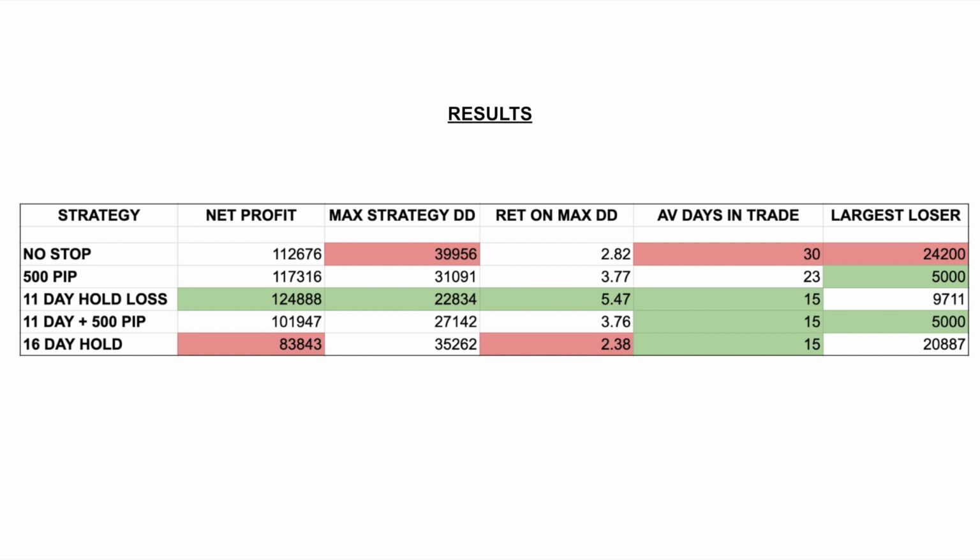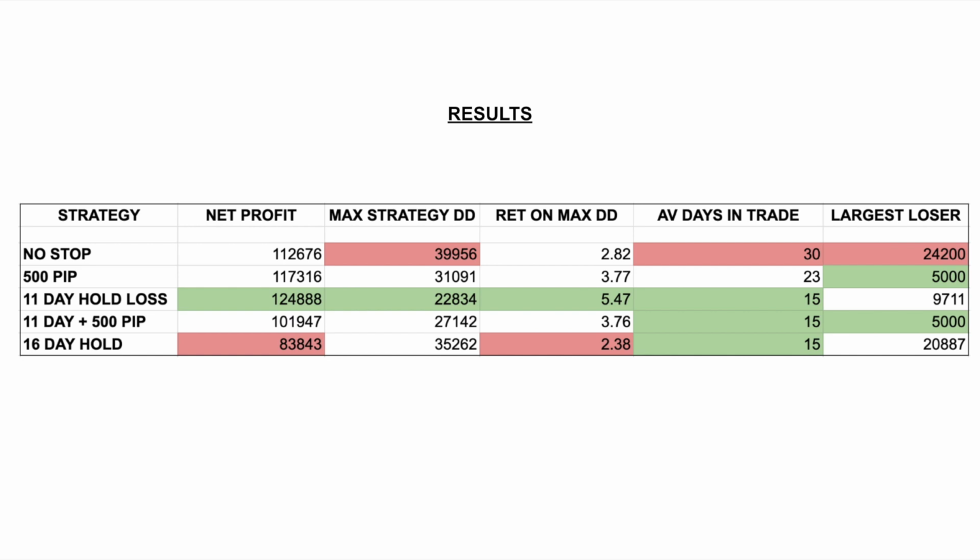Now this is quite important. Using no stop loss, just the stop and reverse, over this back test, the largest loser was 24,000. Using the 500 pip stop loss, we never saw a loss more than the 500 pips, which is equivalent to the 5,000 where you see highlighted. The 11-day hold, when showing a loss, did see a much larger loss of 9,700. So that wasn't quite as good, but I'll talk briefly about that later on.